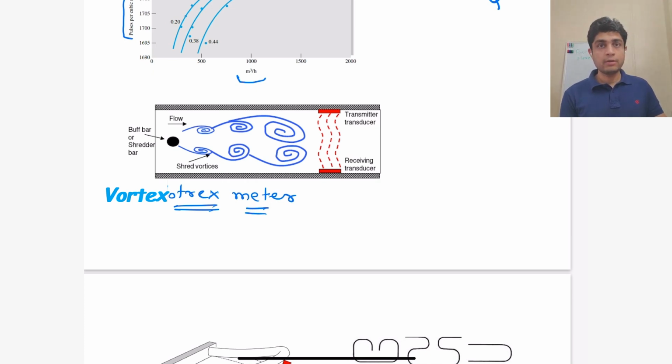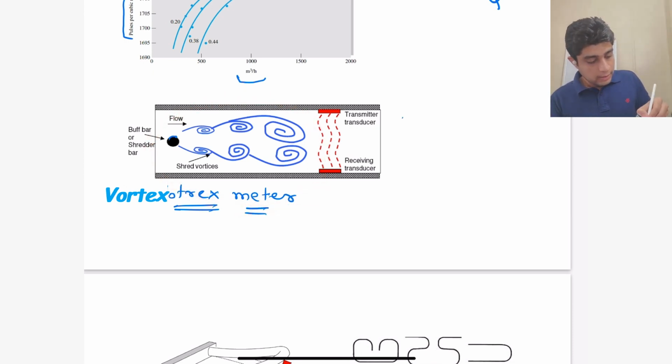So as you might know, if we have a bluff body in a fluid, then the boundary layer on its surface separates after a while, and because of that we have a wake behind the bluff body, and in this wake there are vortices, and these vortices are periodically shed as shown on the screen.